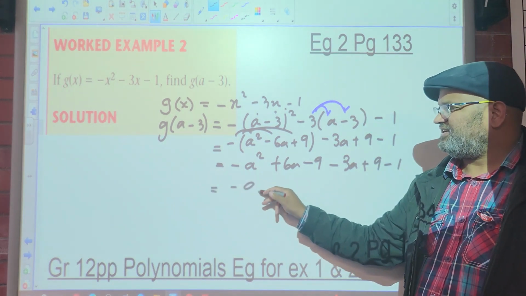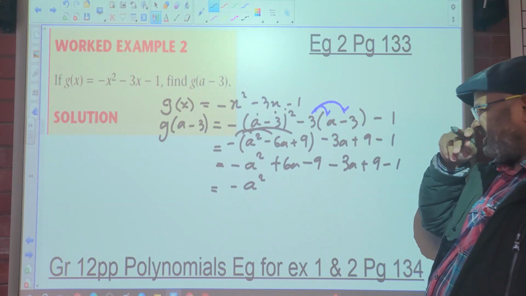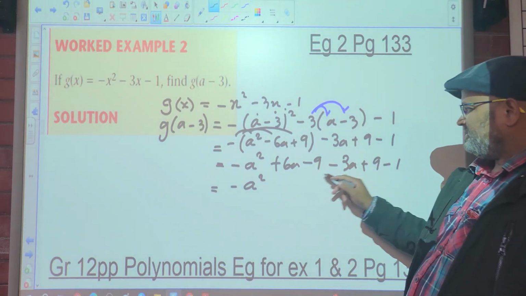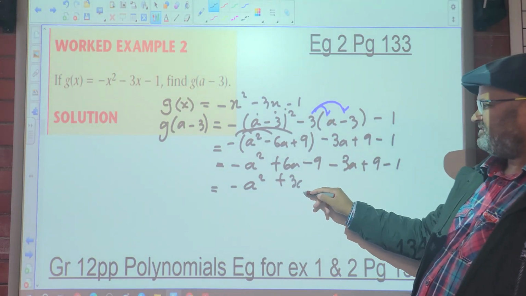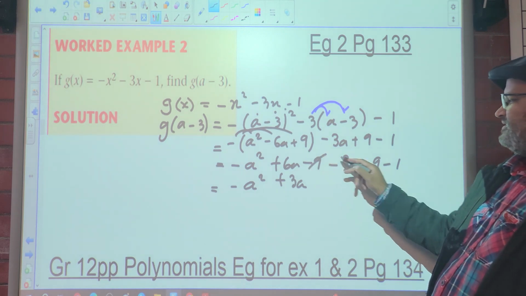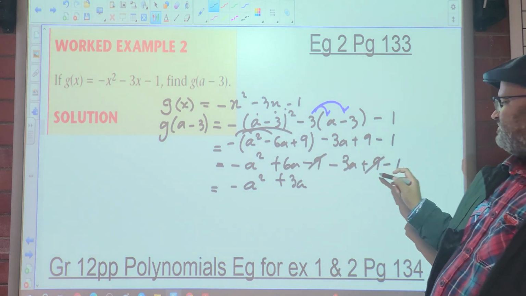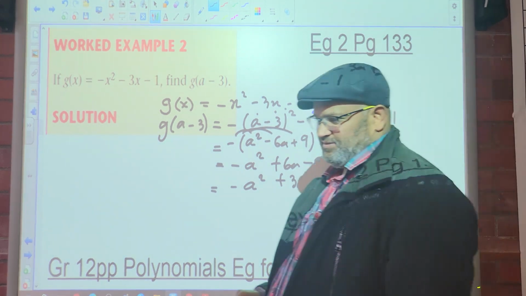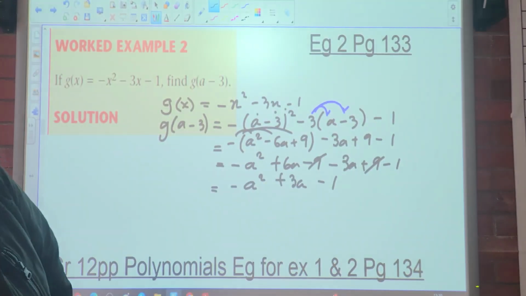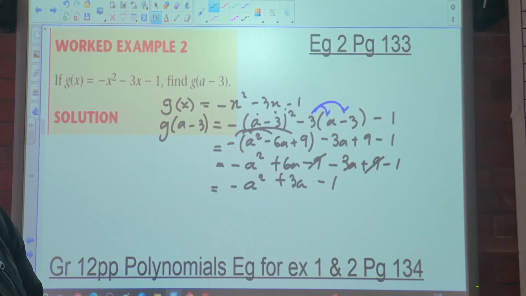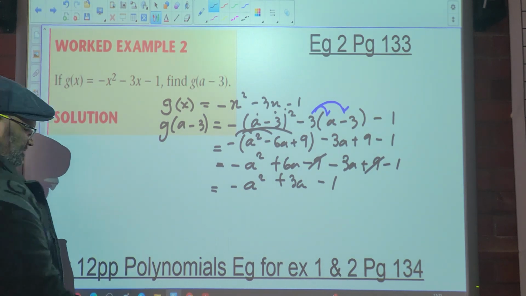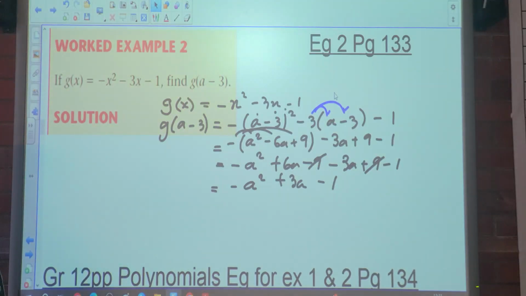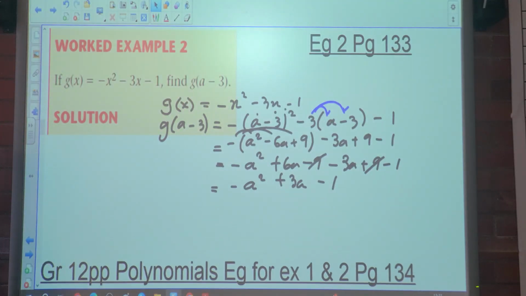Which of course gives us negative a squared. What's 6a minus 3a? 3a. What's negative 9 plus 9? 0. Minus 1. People, you guys understand? Is there any confusion? So you guys have done the exercise already, correct? So just tell me which sum did you have an issue with or a problem with.